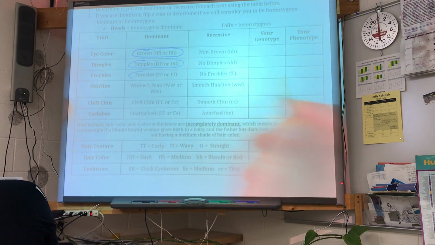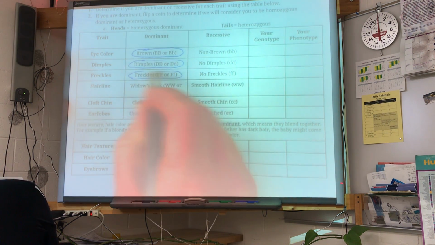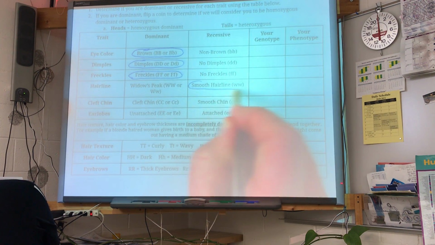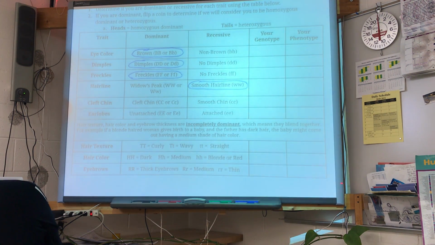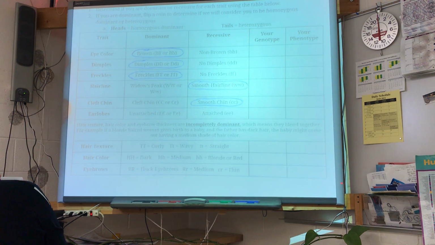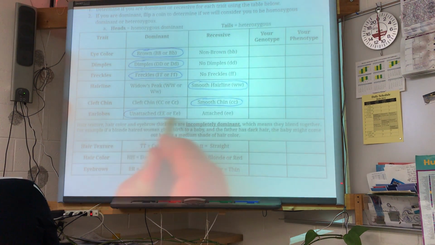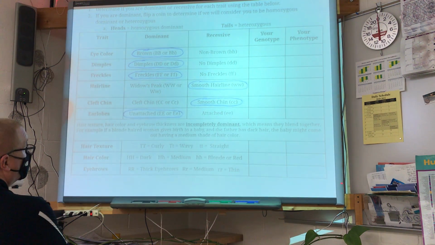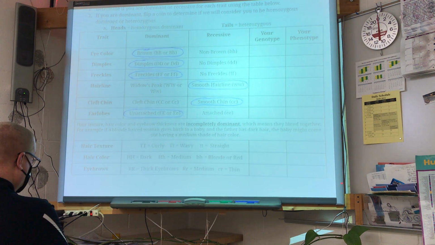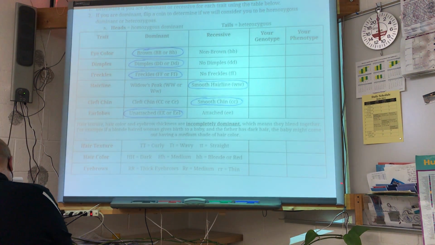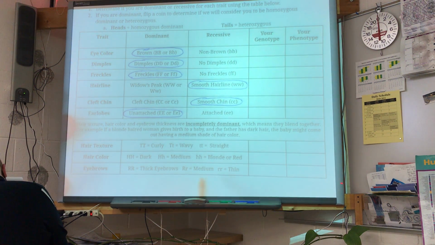I do have freckles. However, I do not have a widow's peak. I do not have a cleft chin. I have a smooth chin. But I do have unattached earlobes. Okay? So those are what you're going through for the first 6, and you are circling your traits. There's 6 traits for you to circle.